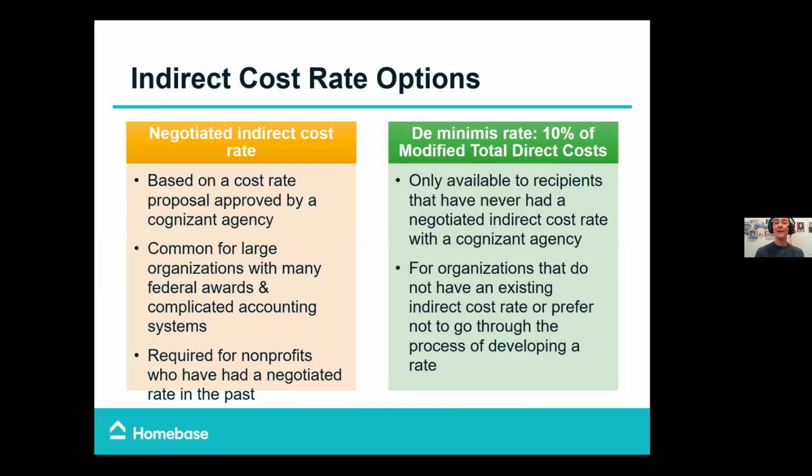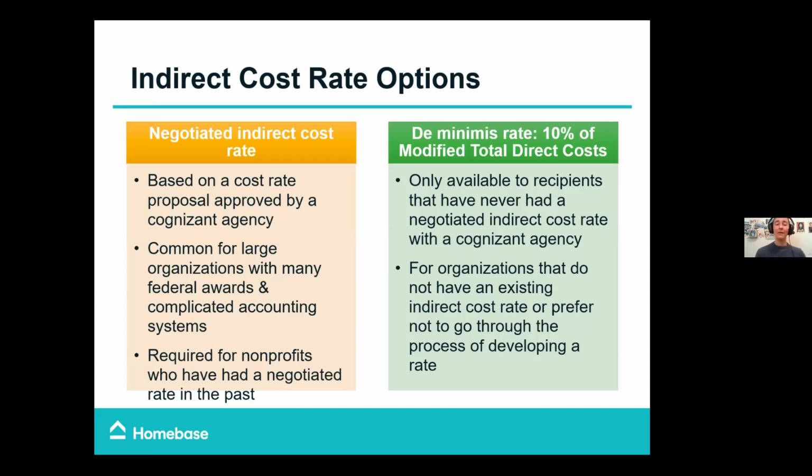The 10% rate of modified total direct costs is an option for nonprofit recipients of grants or subrecipients who have never had a negotiated rate with the federal government. If your agency has ever had a negotiated rate, maybe with the VA or another federal agency, then you cannot use the de minimis rate for your CoC grants now. You have to go back to a negotiated rate. But if you haven't, then this may be an option for you.